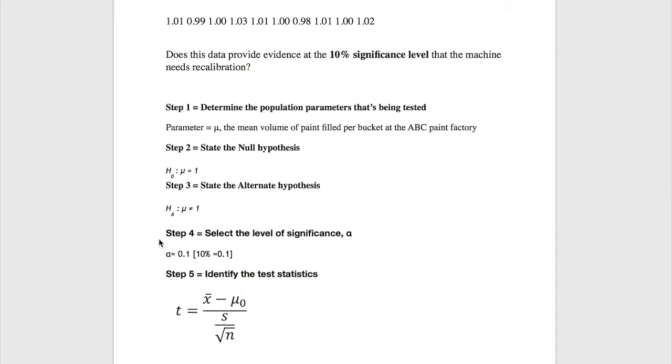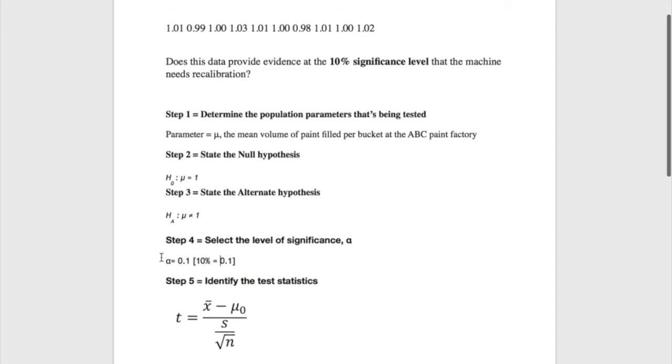Step 4 is selecting the level of significance. That's the most important thing because it's going to help us later decide whether we reject the null hypothesis or fail to reject the null hypothesis based on the significance level that we choose here. We don't need to choose a significance level here because we are already given that we are going to test our evidence at the 10% significance level.